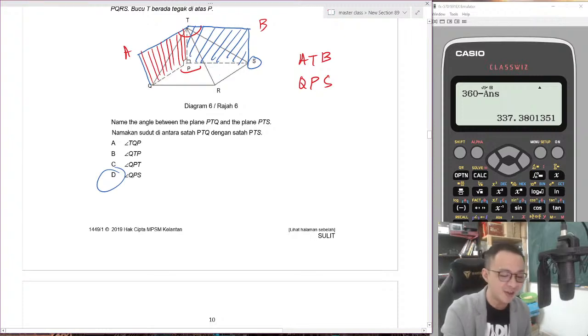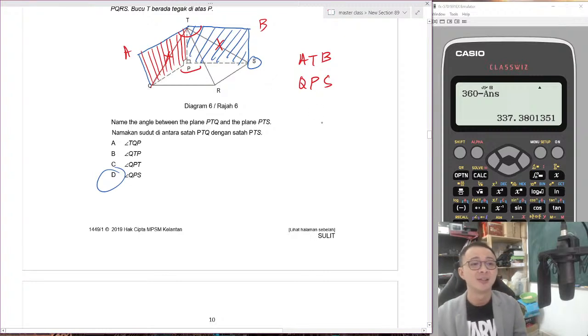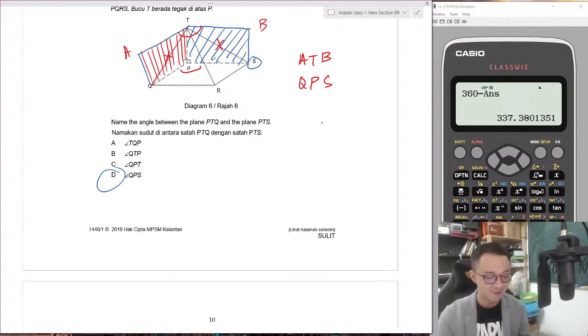But we will never take this kind of line, I call it diagonal line. I don't like these two diagonal lines in the middle, because this one will lead to the wrong answer. So therefore, your answer is QPS. I hope you can see lah. If not, then you kind of need to practice more on these topics.